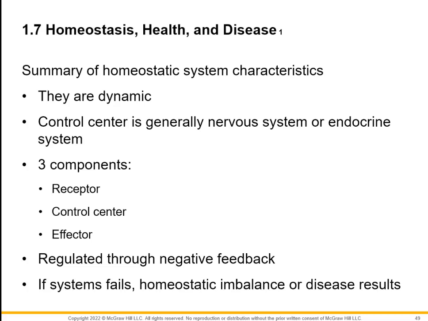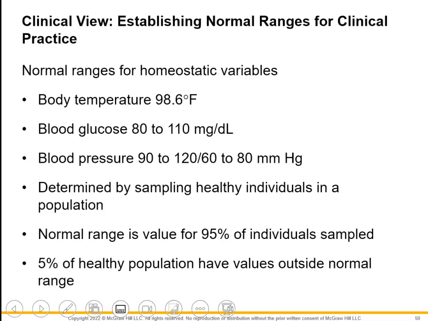It's regulated by negative feedback, remember, so whatever the stimulus was, the control center activates an effector to bring it back to the normal set point. Now, when our body systems fail to maintain homeostasis, well, that's when we start developing disorders and diseases. So what are these normal ranges?